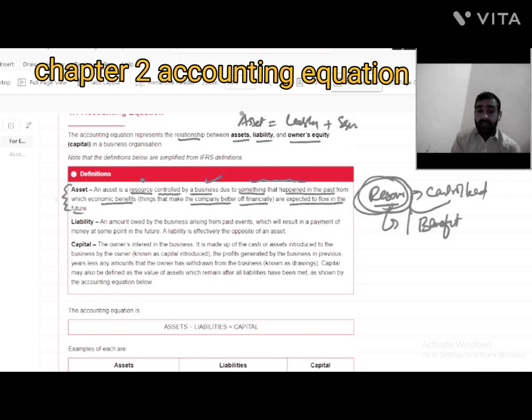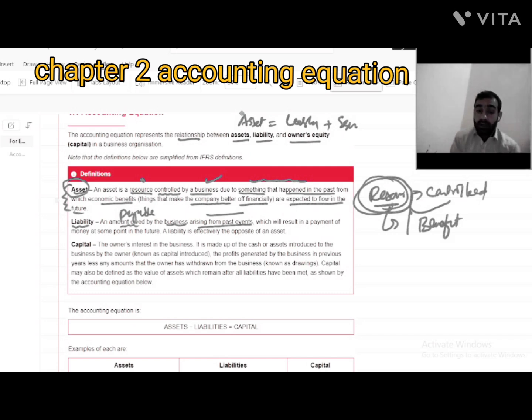Now let's talk about liabilities. A liability is an amount owed by the business arising from a past event. So this is the amount that you have to pay, and this happened because of some events in the past, and because of that you have an obligation to pay that amount, and that is your liability, which results in the payment of money at some point in the future.